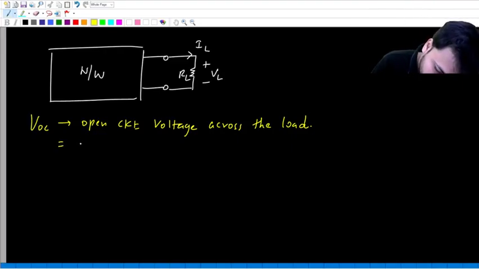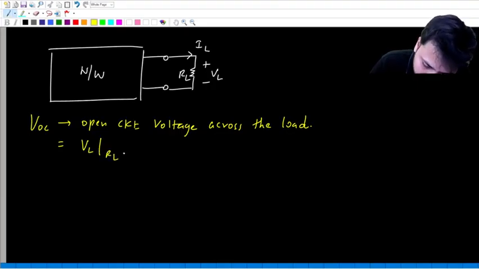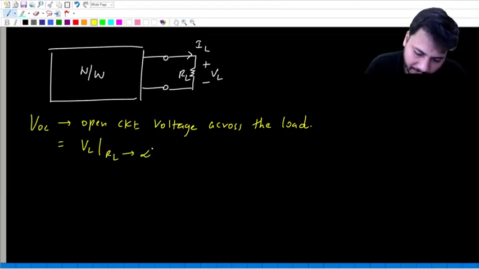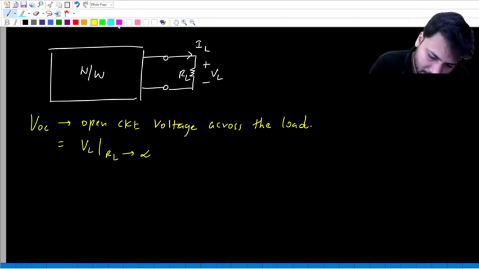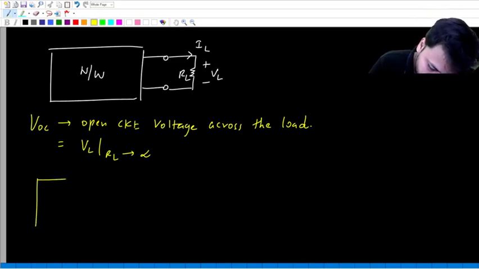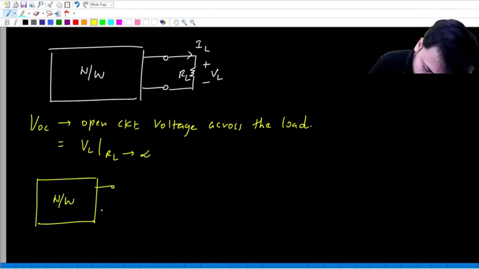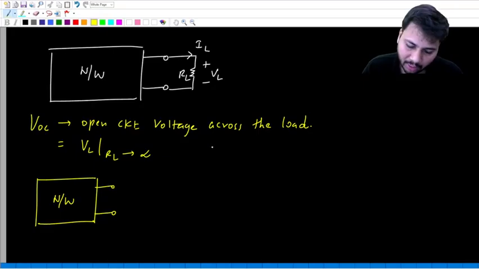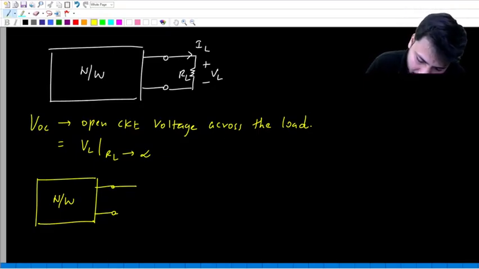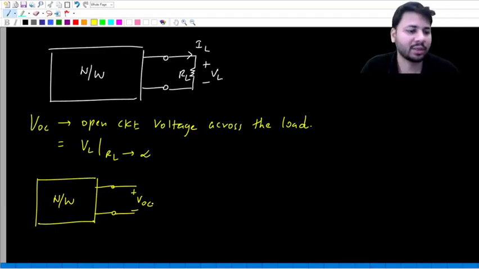So VOC is the load voltage when RL tends to infinity. Yes. So what does it look like? If you have the same network, when the load becomes open, you can simply remove the load. So look at this, the load is not there, but across this open circuit you can always have some voltage drop. That is what is called VOC.